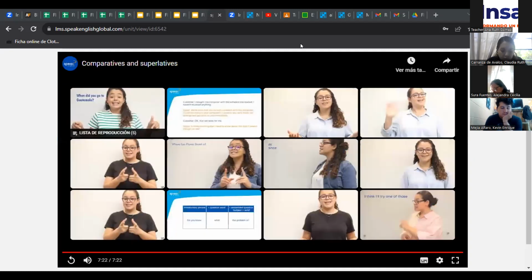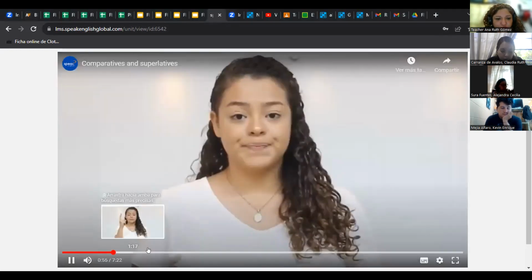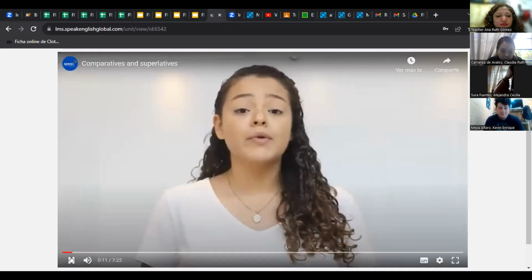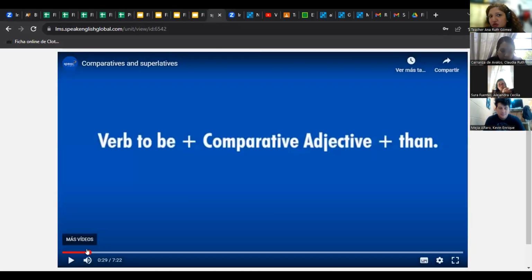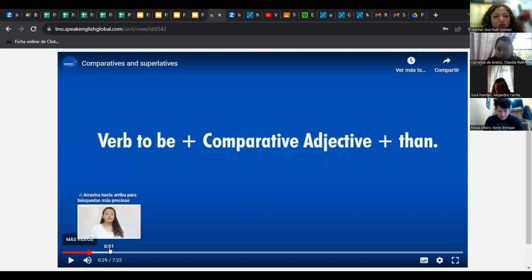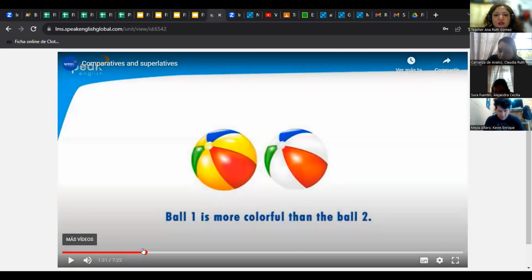Okay, very good. Now, if you paid attention, everybody, when we compare, remember, everybody, that the structure for comparatives is verb to be, comparative adjective, and then. She was comparing two balls. Ball number one is more colorful than ball number two.